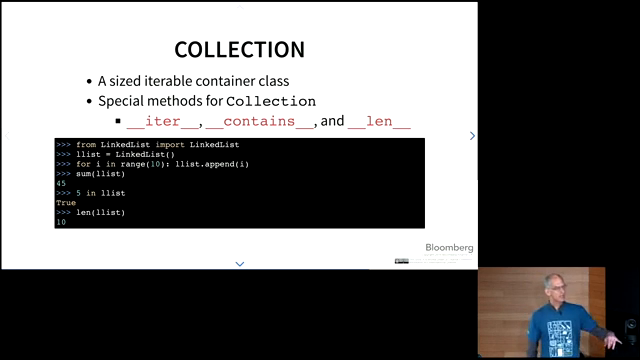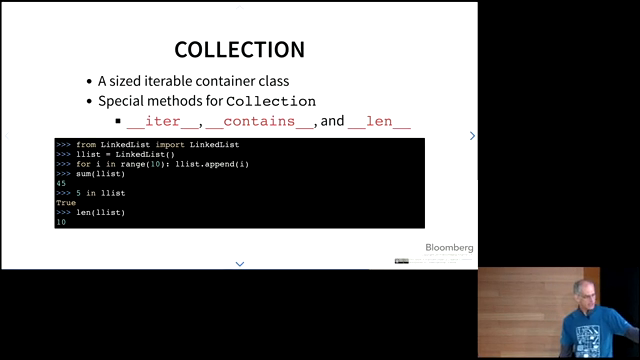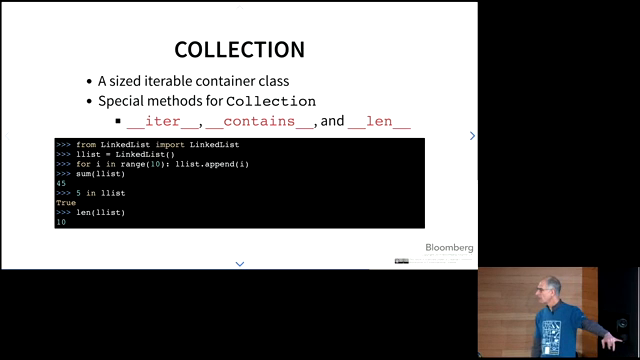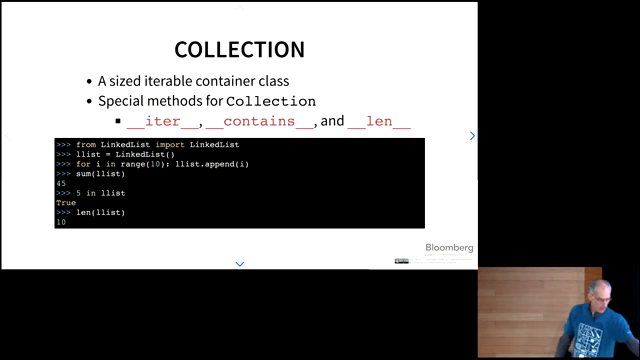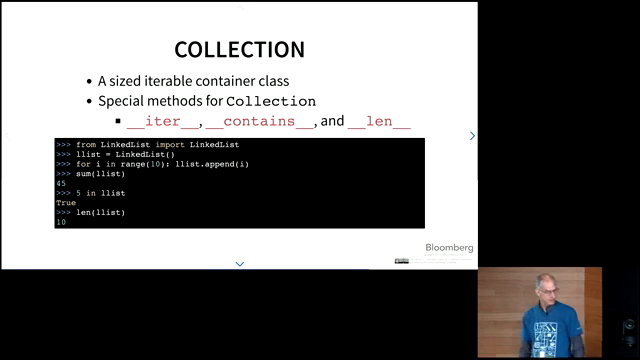So here I'm pulling in the linked list. I'm instantiating a linked list, and then I'm just quickly adding some things here, and then I can do things like sum on the linked list. And this works on my linked list because it's just using the underlying iterator. And I can do testing of contains. That's what in is calling, the dunder contains. And then lastly, len calls dunder len.